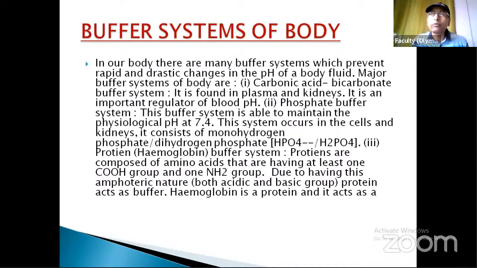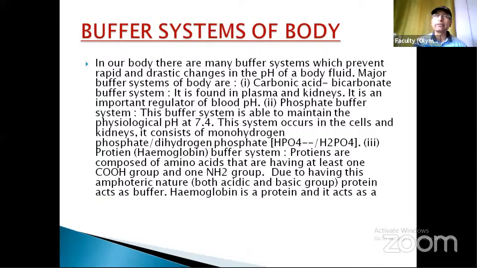One is the carbonic acid bicarbonate buffer system. A very, very important buffer system in our lungs, in our erythrocytes and body cells. This carbonic acid bicarbonate buffer system maintains the pH of the blood. It is found in our plasma of our blood as well as in kidneys, and it is an important regulator of blood pH.